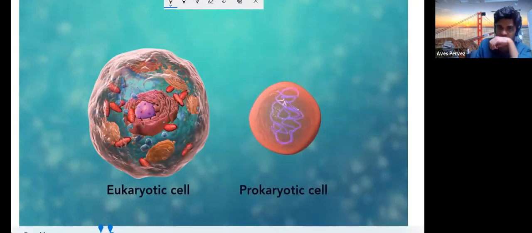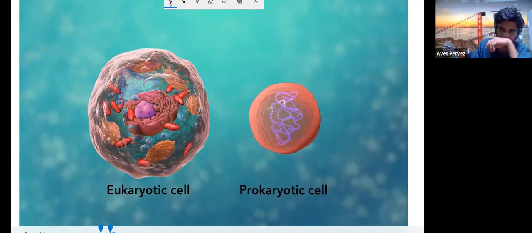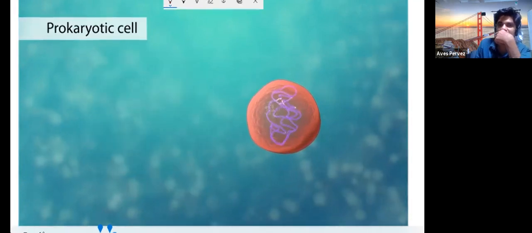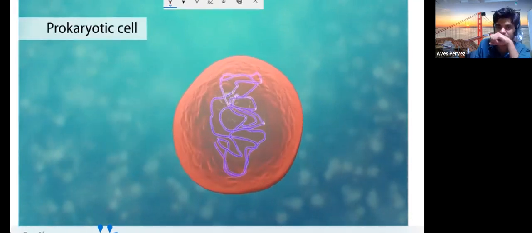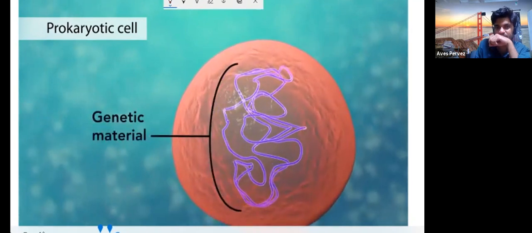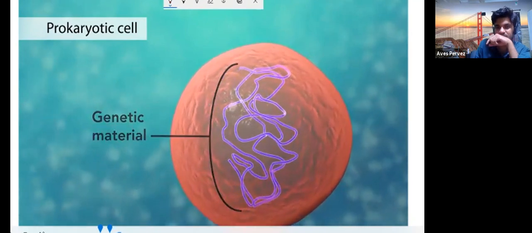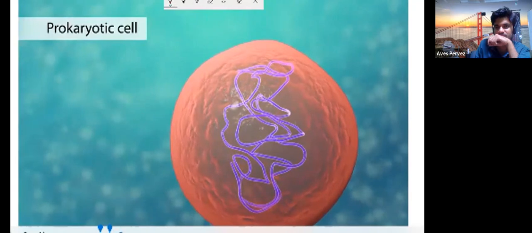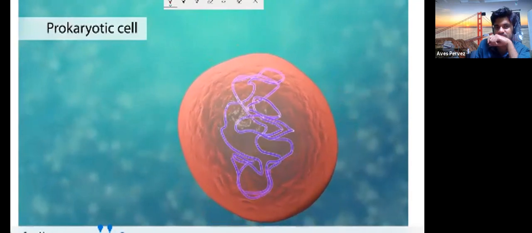The second category is prokaryotic cells. They don't have a nucleus or membrane-enclosed organelles. They do have genetic material, but it's not contained within a nucleus. Prokaryotic cells are always one-celled.